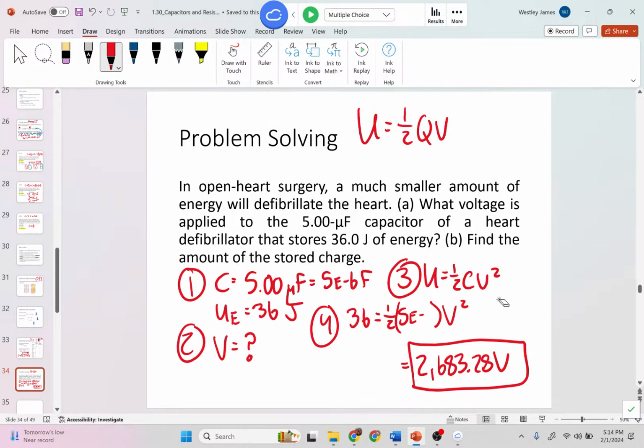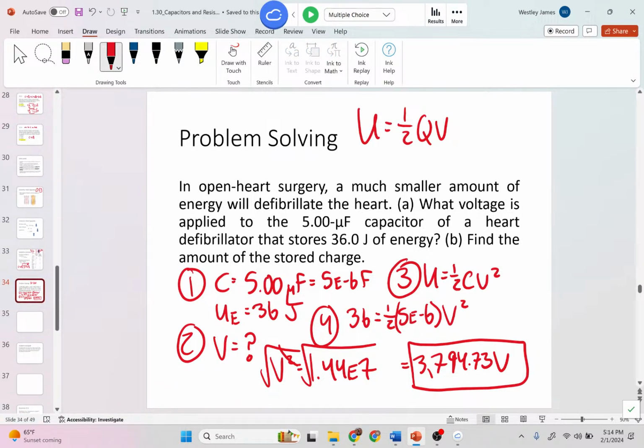I'm just going to do that 1/2 5e6 times 2. So we get 1.44 E7, square root that, and then we'll get our right answer. Yeah, 3,000. Bigger number, even bigger. So this is the voltage necessary to charge a capacitor. This is also the voltage the capacitor will have before it hits you, and this is necessary to pump current through your body. We're going to learn why next week, that you need a lot of voltage to run current through a body because of high resistance. We'll learn about resistance today.